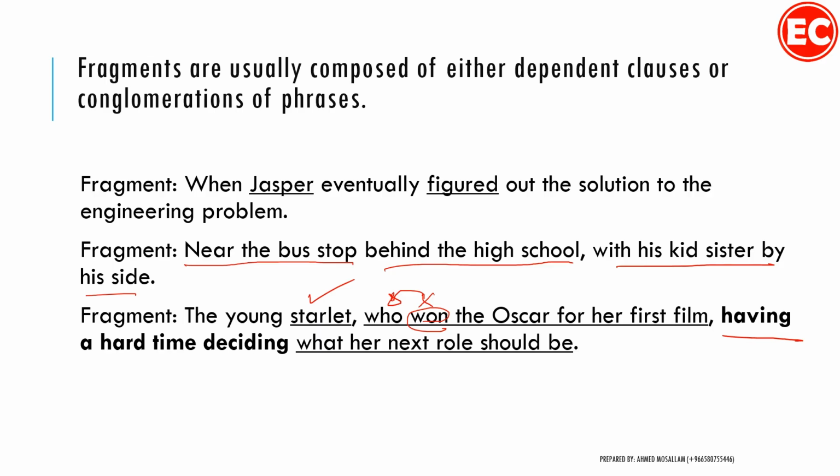Having a hard time. You can't have ing like this without a verb to be before it. You should say is or was. Having a hard time deciding what her next role should be. This is a complete thought here, but we are missing what? A verb. The verb here is missing. So we have the subject, we have the complete thought, but we don't have the verb.